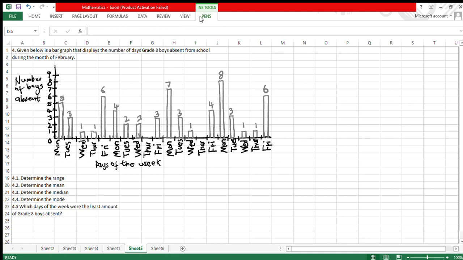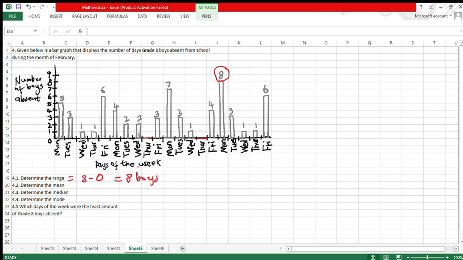In order to calculate the range, you need to know that it is basically the difference between the highest number in your data set and your lowest number. Our highest number here in our data is 6, and our lowest number is 0. There were no boys absent on this particular Thursday. So range is equal to the highest number, 8, minus 0. That will give us 8 boys.